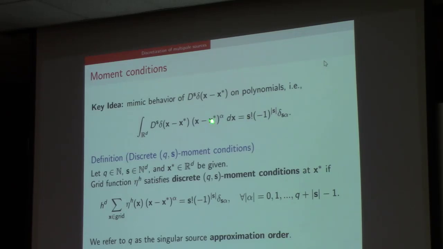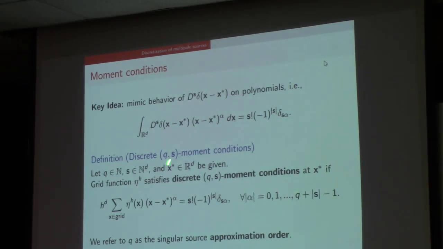And the key idea was to mimic the behavior of the derivatives of the delta function as a distribution on polynomials. This is for the general alpha polynomial case. Alpha here is also a multi-index. But just think of this as what if you apply the delta function or its derivative on a linear or quadratic polynomial, and so on and so forth. So you should end up with something on the right-hand side.